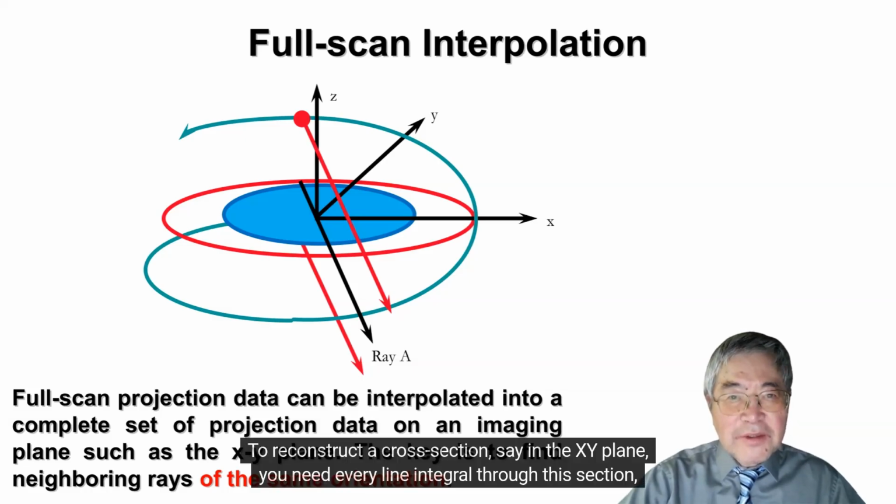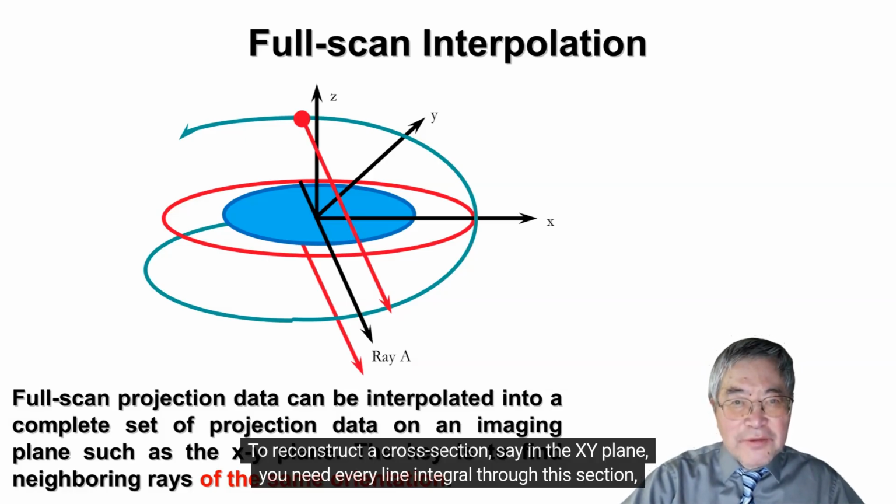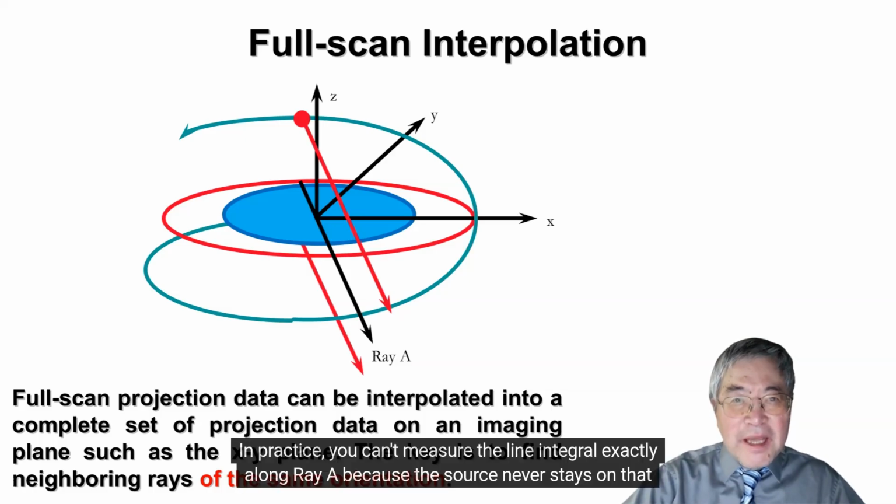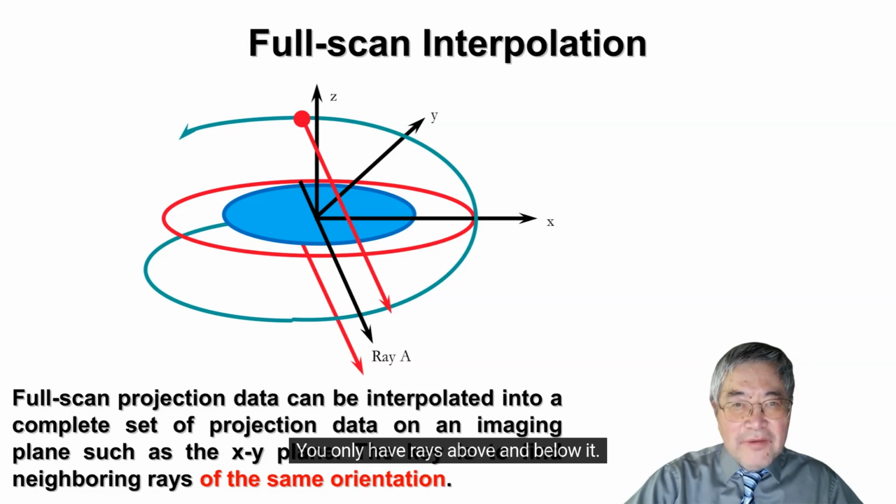To reconstruct a cross-section, say in the XY plane, you need every line integral through this section, including along particular rays such as ray A. In practice, you can't measure the line integral exactly along ray A because the source never stays on that plane long enough. You only have rays above and below it. That's the central data truncation problem in helical CT.